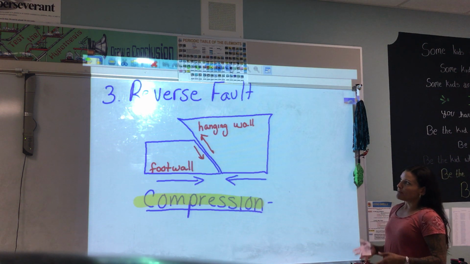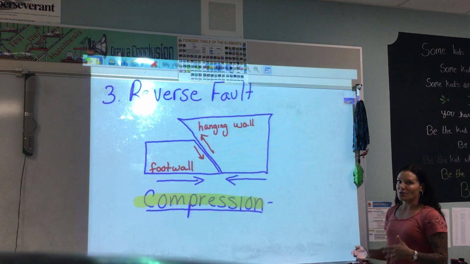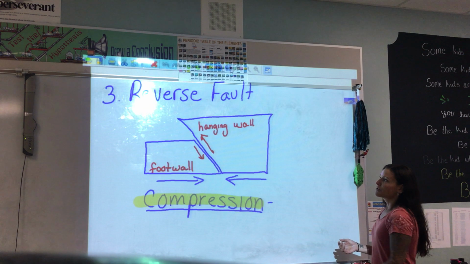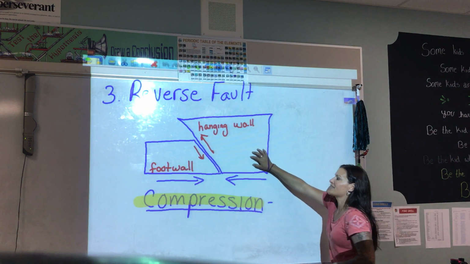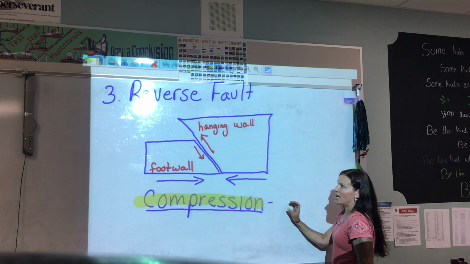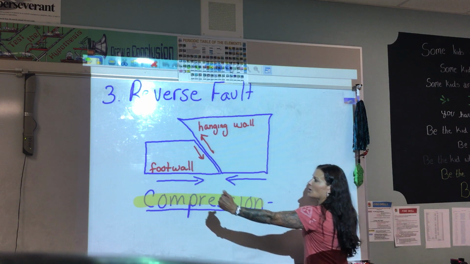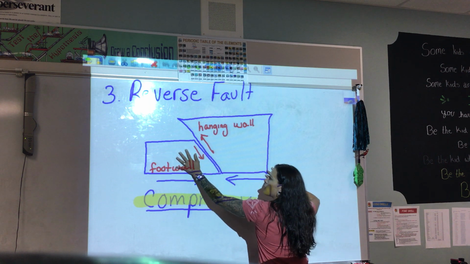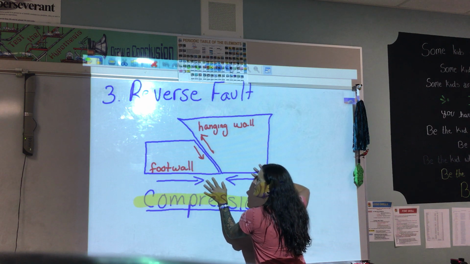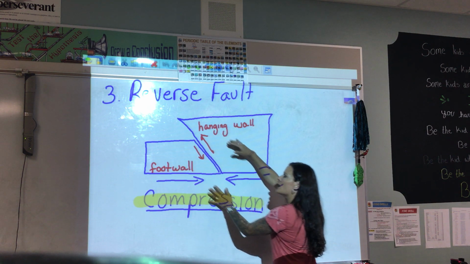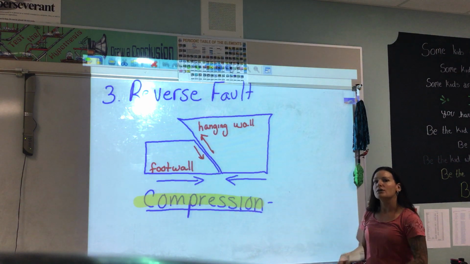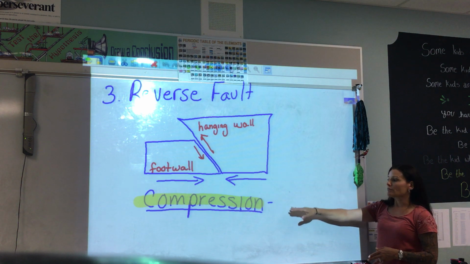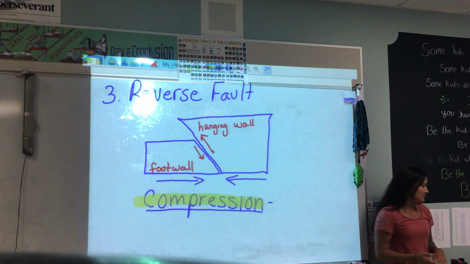The third and last type of fault is called a reverse fault. It's called a reverse fault because it behaves opposite of what a normal fault would do. Normally in a normal fault, the hanging wall slides down. The hanging wall this time gets pushed up. This is because the two plates are coming together at a convergent boundary. The foot wall slides down and the hanging wall slides up. The stress associated with that is called compression. Again, go to your textbook and write down the book definition for compression.